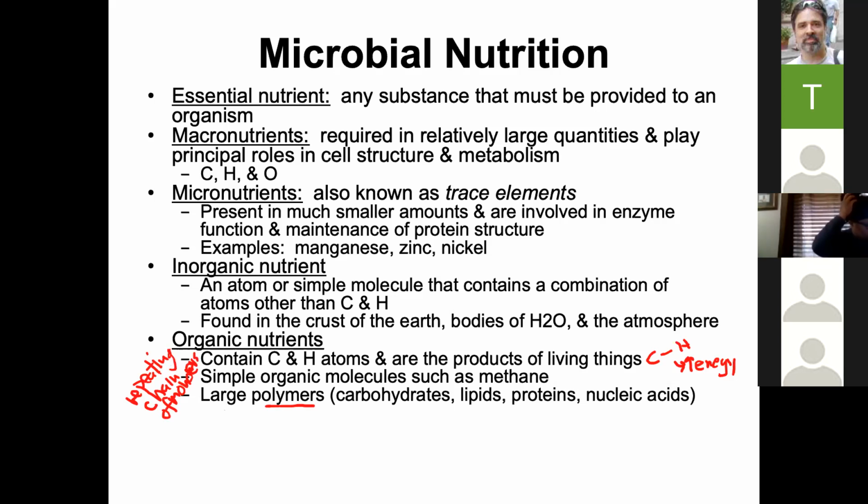So the monomers of proteins are amino acids.